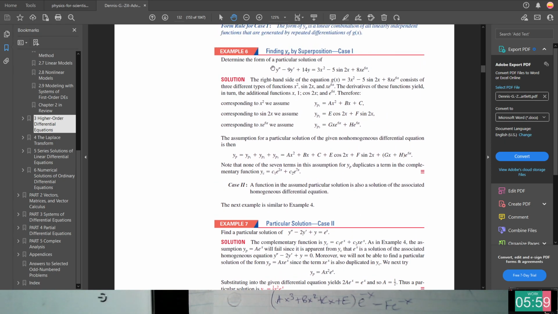Particular solution. Determine the form of a particular solution. The right hand side of the equation, g of x equals 3x squared minus 5 sine 2x. 3 different types of functions. Derivatives of these functions yield in turn the... cooked.